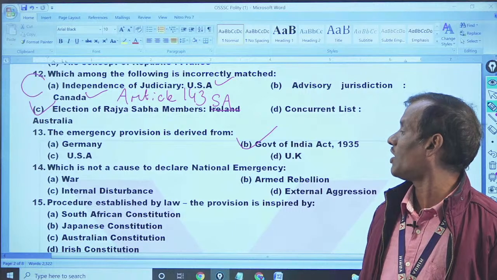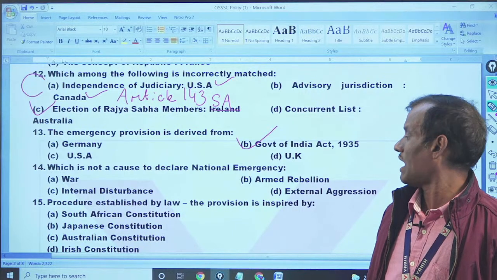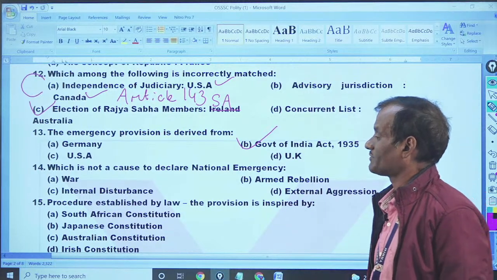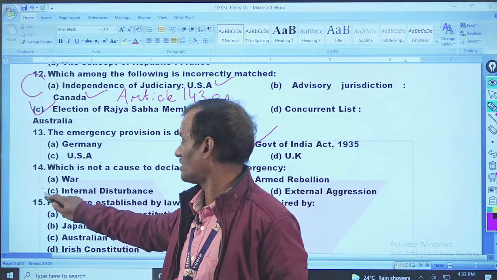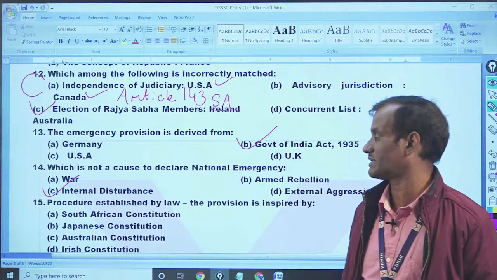Which is not a cause to declare national emergency? War is a cause, armed rebellion is a cause, external aggression is a cause, but internal disturbance is not a cause. It used to be a cause before 1978.